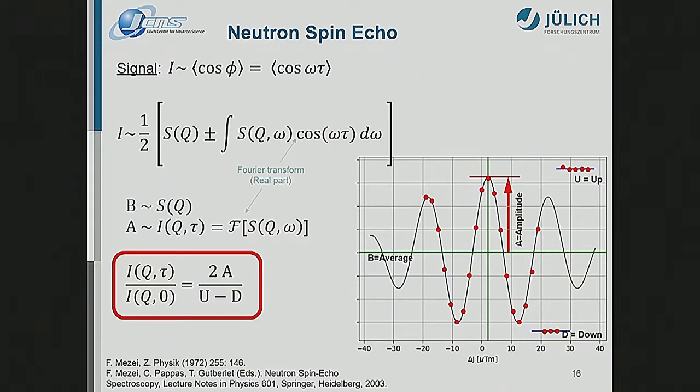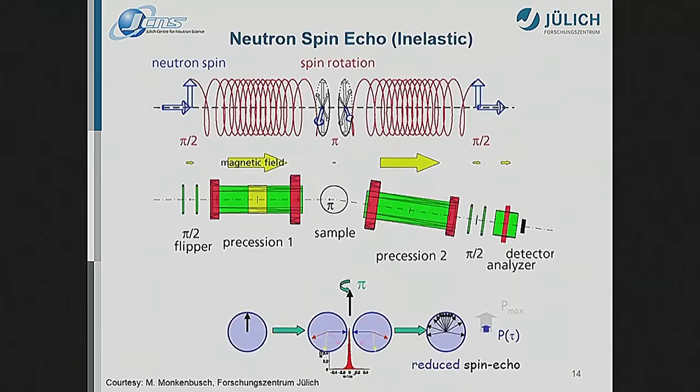So we typically do two measurements in addition to just measuring the echo. We just switch off those pi half flippers and just let the beam go through to the detector. That's what we call the up signal.